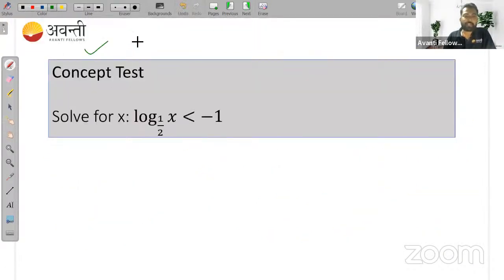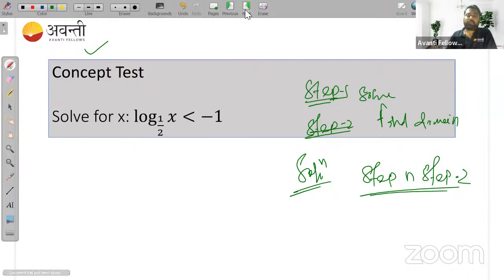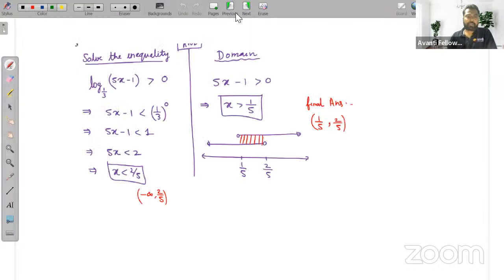Okay, you can solve this question also in the same way. Use the last procedure: in step 1, solve the inequality, and in step 2, find the domain. The solution will be step 1 intersection step 2. Clear? Let's move on.